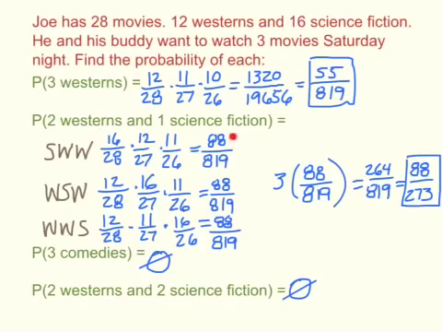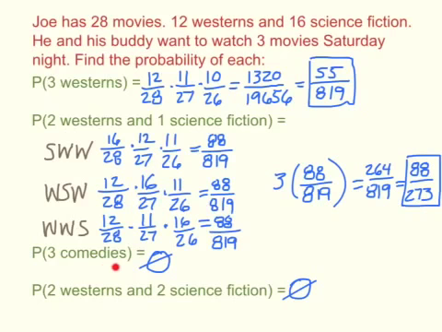So really, all I would need to do is make sure I knew how many ways that it could occur. In this case, there's 3 ways that it can occur. And then I take the result for 1 and multiply it by 3. So 3 times 88 is 264, divided by 819 is 88 over 273 when reduced.